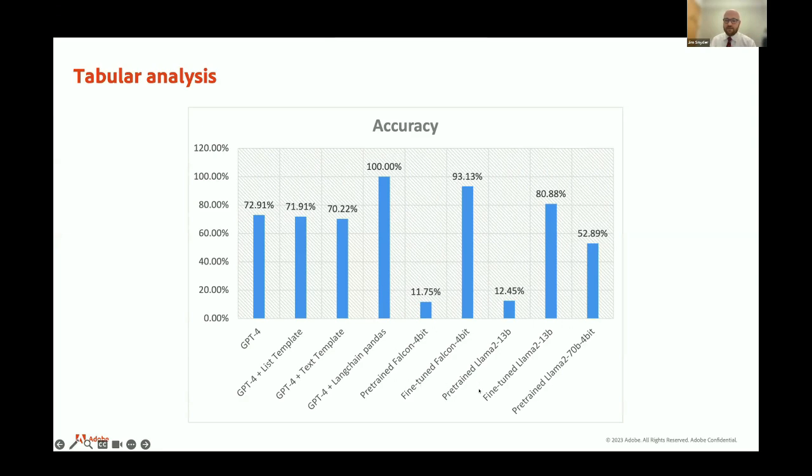And then we have a series of pre-trained and fine-tuned LLMs, with the only one not being fine-tuned being this Llama 2 70 billion one, because of its size and what computational resources we had access to at the time.